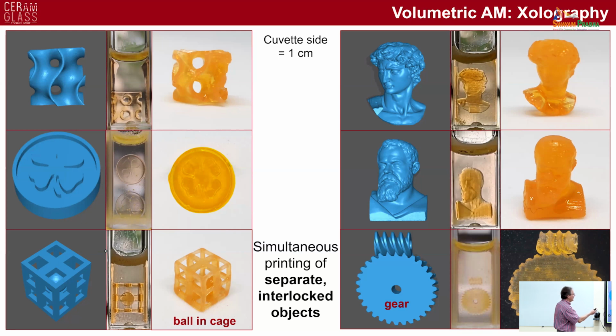But you can see, I hope, the level of detail that we can achieve with this technology. And being this VAT photopolymerization volumetric approach, we can generate, for instance, structures like a ball in a cage that you wouldn't be able to generate using DLP approaches.